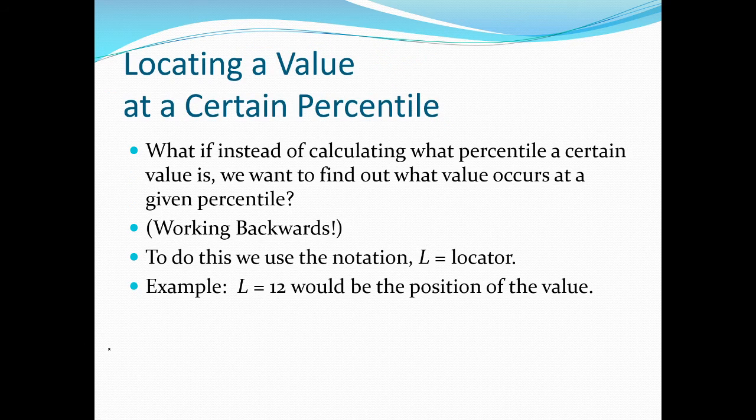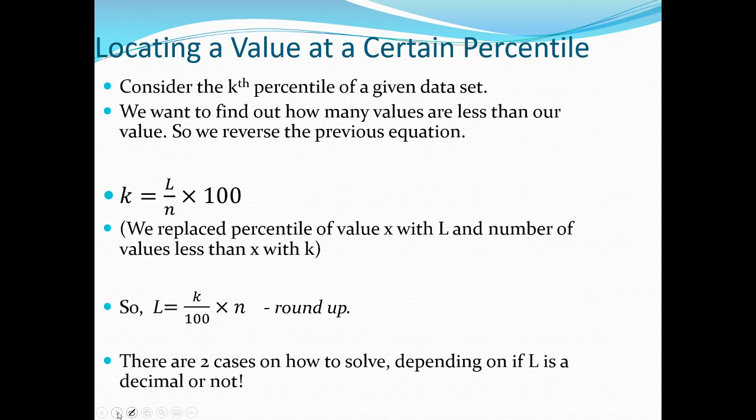Now, what if we want to work backwards? This is usually how stuff goes, is you want to say, okay, what value is this certain percentile? So let's say I want to know, given a set of data, what is the 17th percentile? Rather than looking at a number, we're looking at a percentile and getting a value from that. And the way you do that is you basically work backwards using a locator. So a locator would be the position of the number you're looking for. So let me show you kind of how that goes here.